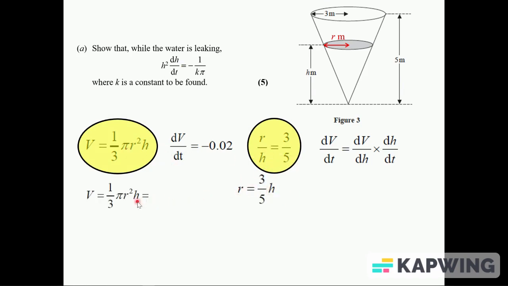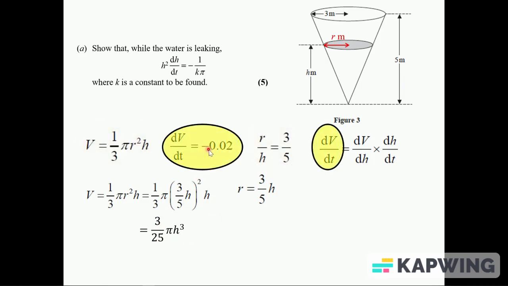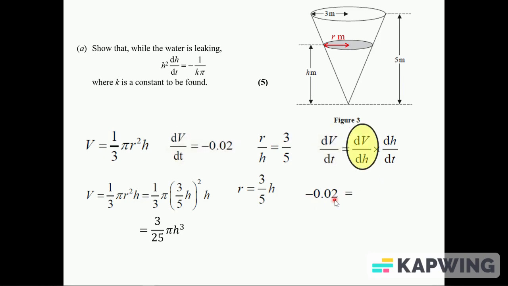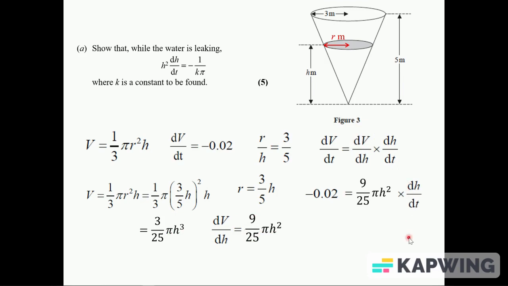r is 3/5 h, so the volume is 1/3 pi r squared h, and that simplifies down to 3 over 25 pi h cubed. The dV over dt is minus 0.02, so I can write this as minus 0.02. Now I need the dV over dh. I've got V in terms of h here, so for dV over dh, just differentiate this. The 3 will go in front, so it'll be 9 over 25 pi h squared. And then the dh over dt, stick on at the end.